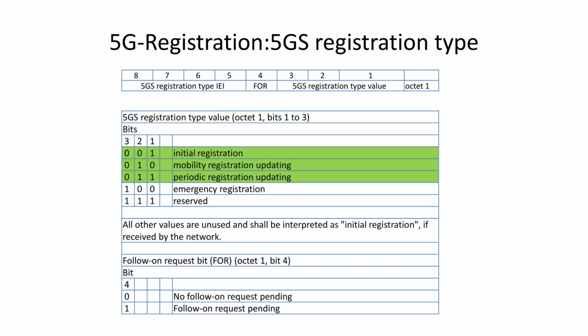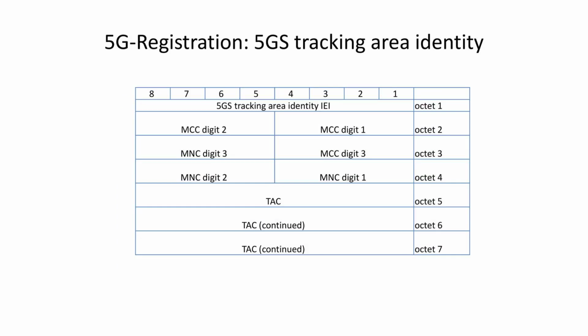The 5GS registration type is a vital component in the 5G registration process. It determines the type of registration, such as initial registration or periodic registration updating, and whether there's a follow-on request pending. The 5GS tracking area identity is part of the 5G registration process. It is important in identifying the geographical area in which a mobile device is located. This aids in managing network resources and ensuring seamless connectivity.